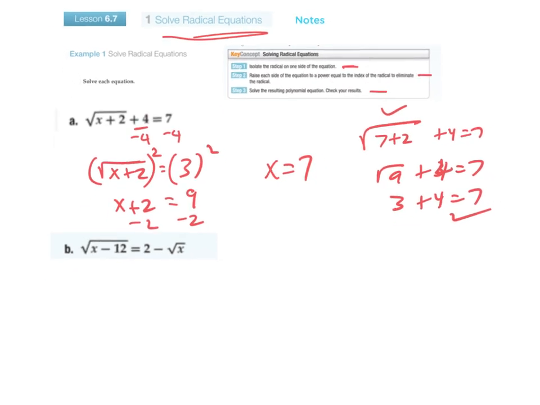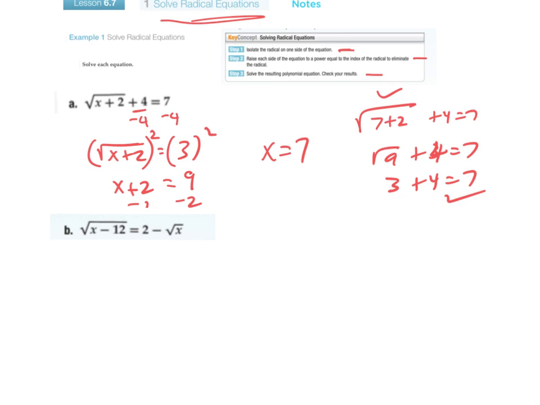Alright, let's do another one. Now let's look at our next problem. We have radicals on both sides, but we can remove one of the radicals by squaring both sides. If we do that, we're going to get x minus 12 on the left. To remove that radical, I'm going to FOIL, squaring my 2 minus square root of x.